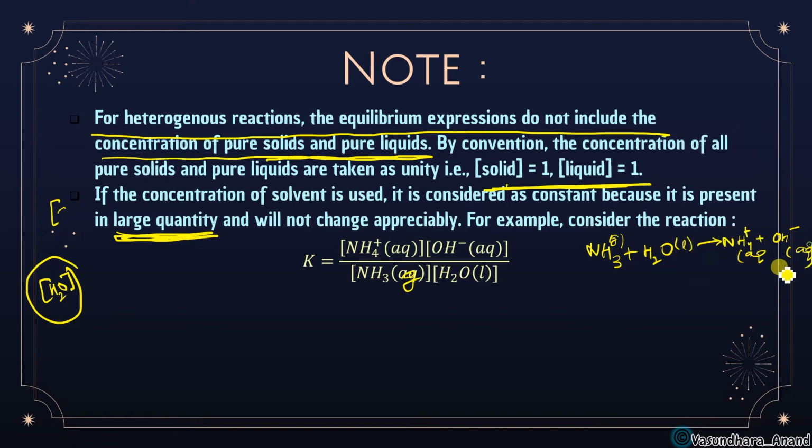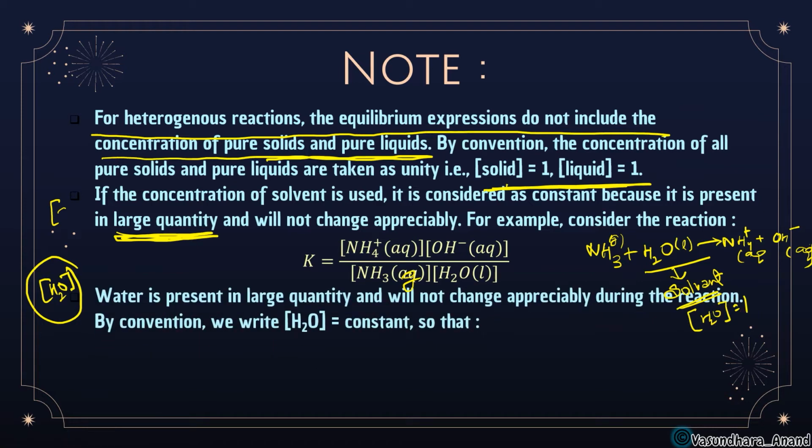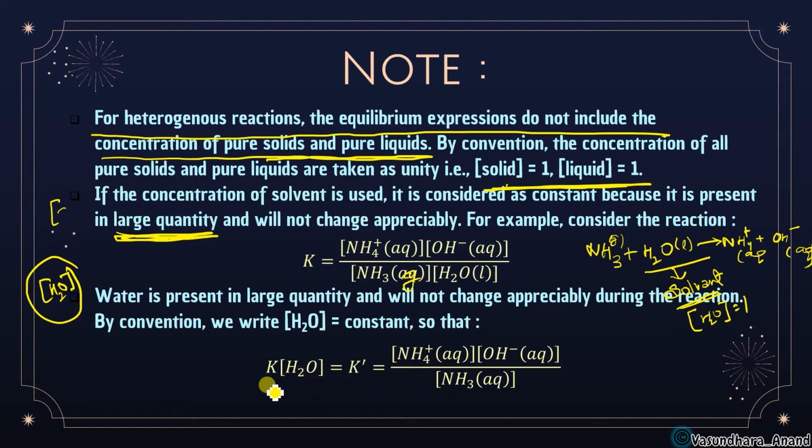Okay, so in this case water is a solvent, present in excess amount, and that concentration of H2O we will take as 1, so constant, and water present in large quantity will not change appreciably during the reaction. So by convention we write H2O as a constant, so that the equation will be like this. Got it? This is also a constant, and K into constant will be another constant K dash, and this will be like this.